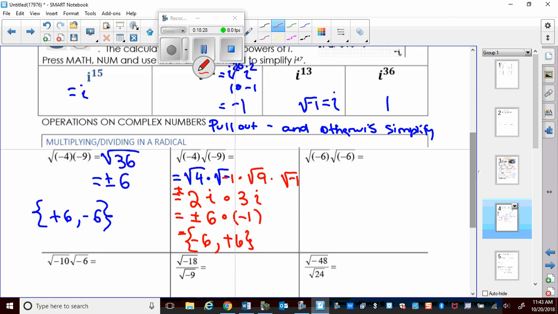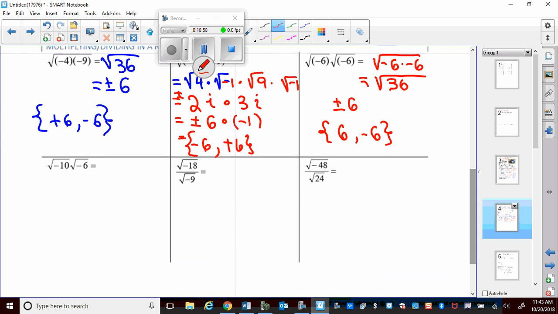Okay? Next one, if I wanted to, I could rewrite this and say negative 6 times negative 6. This equals the square root of 36. Take the radical of 36 and I get plus or minus 6, or in other words, curly bracket, 6, comma, negative 6. Either way, there's a couple different ways you could have approached the problem, is what I'm saying, or what I was trying to show you, okay?